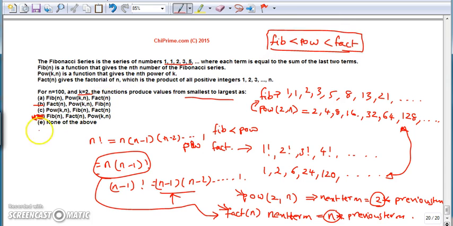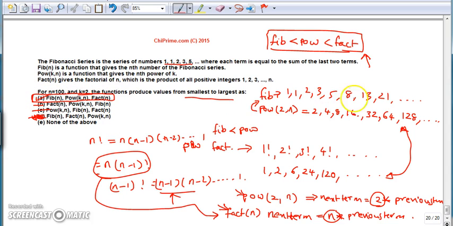So now we have to find an option that suits that. Option C, pow is less than Fibonacci. We know that's not true, so that option goes away. Option D, pow is larger than factorial is larger than Fibonacci. No, that's not true, because as we've said before, factorial grows faster than pow. So we want the options in the order fib, pow, fact, and that's what we have in option A. That is the correct answer.